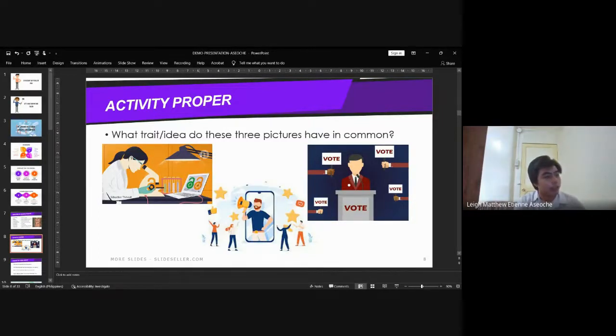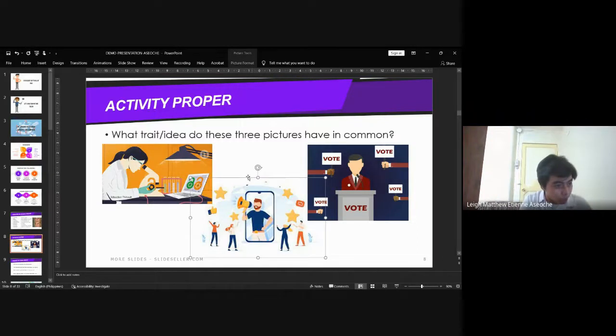Okay, so here in the first picture, we have a woman studying something. Then on this other side, we have a picture of a man where people are calling to vote for him. And the third picture here in the middle is someone speaking up for something. Among these three pictures, what do you think is the common idea?